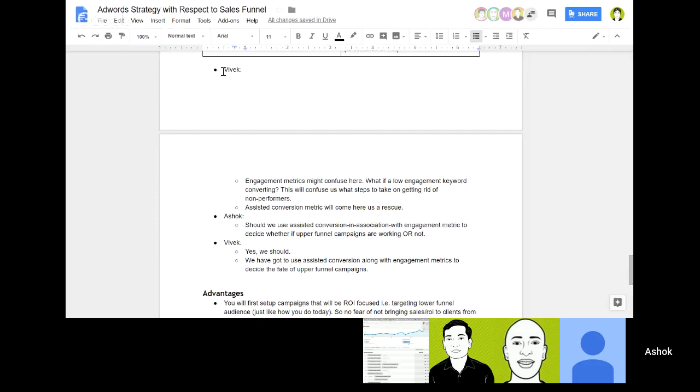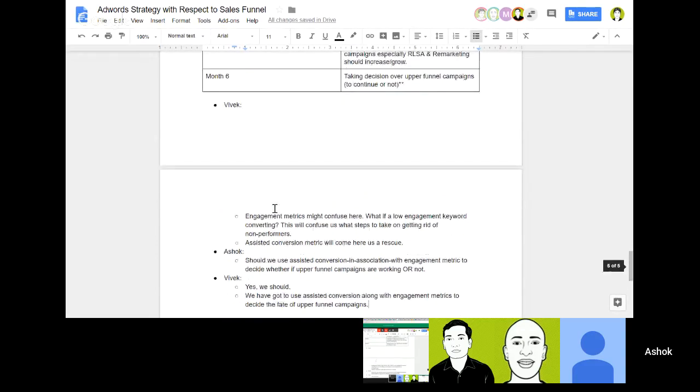Right, that's a very good point. It's totally possible that a keyword with a huge bounce rate and very low session duration might convert, and might give you the biggest sale. That's right. That's why these engagement metrics are treated as secondary metrics. We should never take them too seriously, because they can mislead you, and it makes complete sense. So I agree with this.